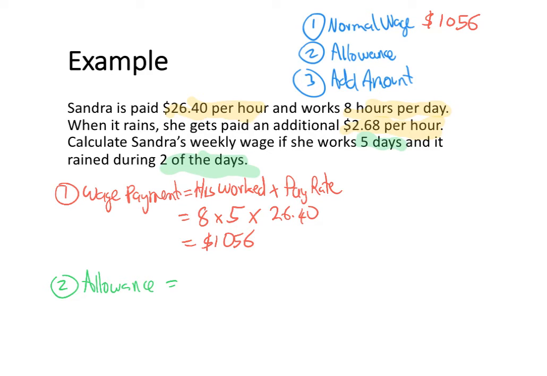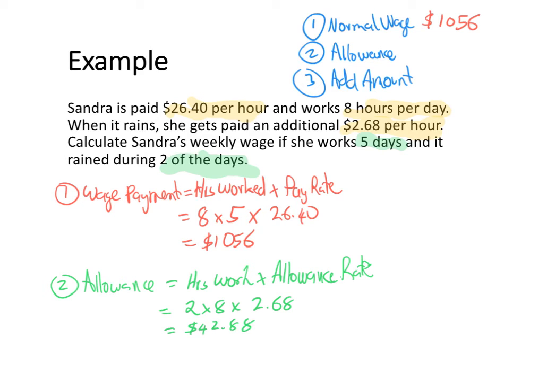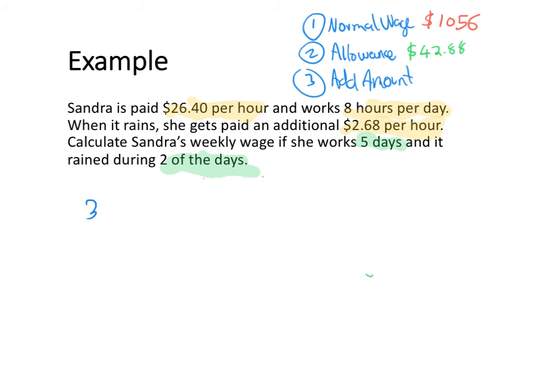That is going to get calculated by hours worked times the allowance rate. So the hours worked that are applicable to the allowance, it is 2 days times 8 hours per day, and then times the allowance rate of $2.68. So that is going to equal $42.88. So in addition to the normal wage, Sandra is going to get $42.88.